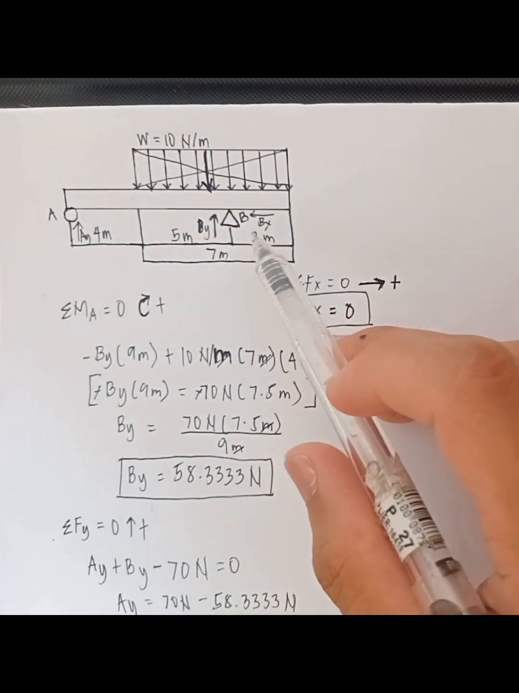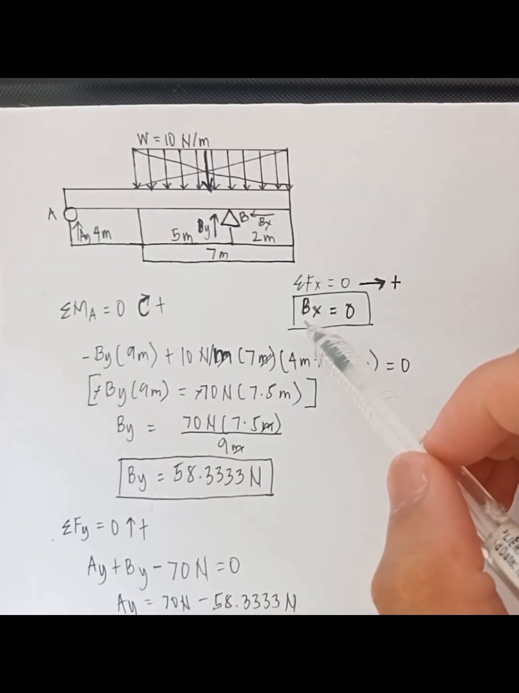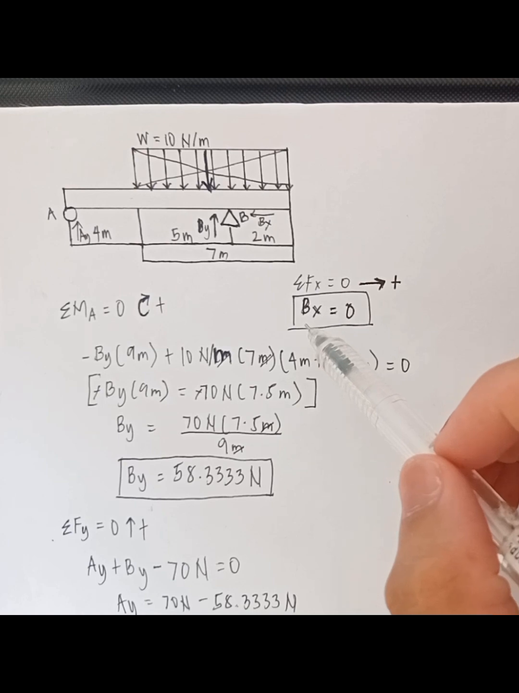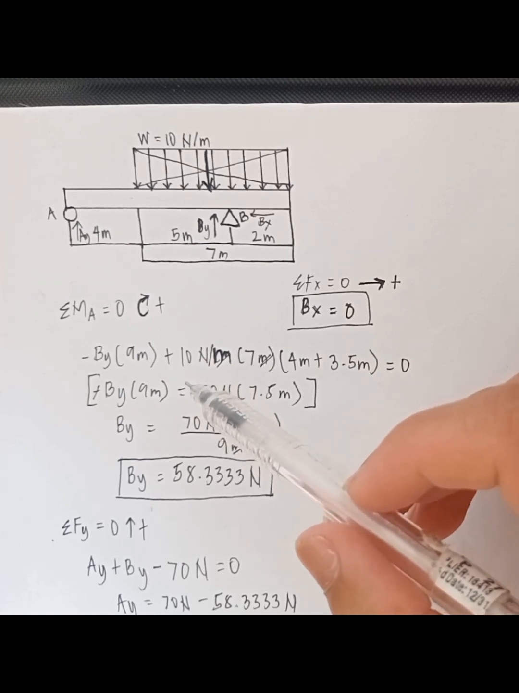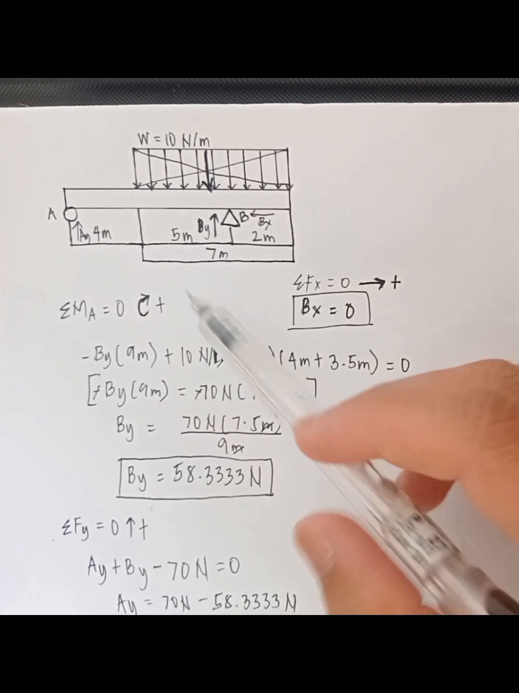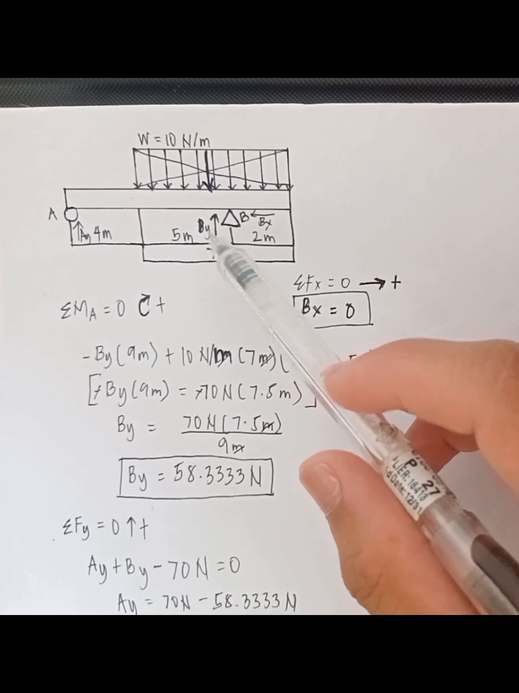Since Bx is a horizontal force, it has no perpendicular distance to point A. Therefore, the forces that can be considered are only the vertical forces, which are By and the load weighing 10 Newton per meter.